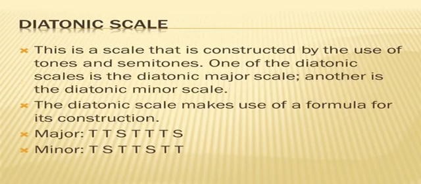Very well then. This is a diatonic scale. It is constructed by the use of both tones and semitones. One of the diatonic scales is the diatonic major scale, another one is the diatonic minor scale. So we have two types of diatonic scales majorly: one, diatonic major scale, and two, diatonic minor scale. The formulas are given to us below.